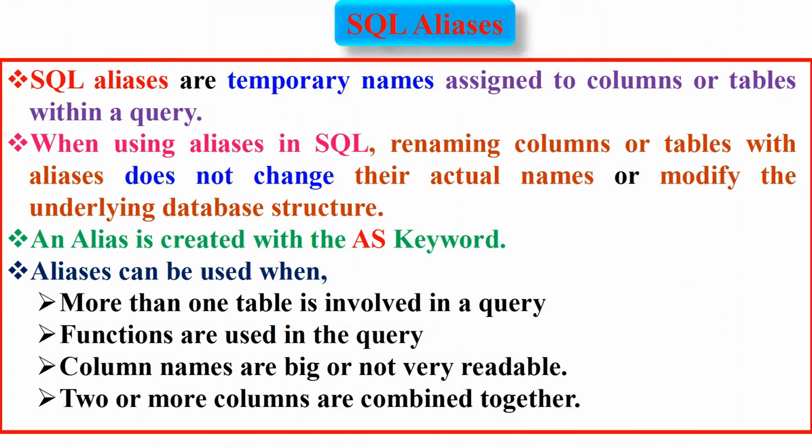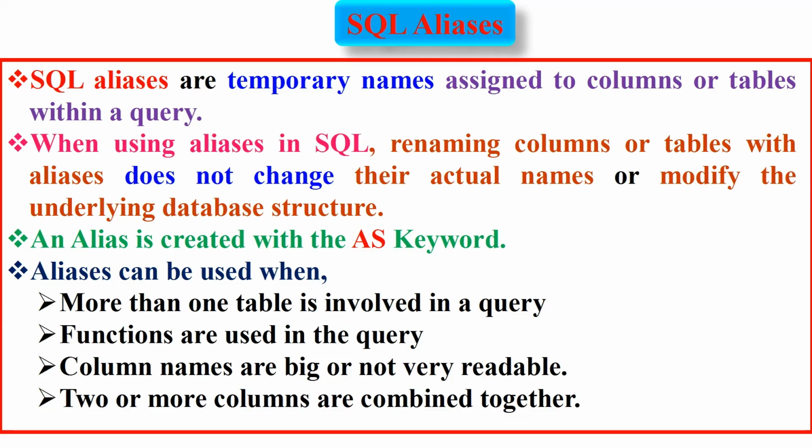SQL aliases are temporary names assigned to columns or tables within a query. Aliases are often used to make column names more readable. When using aliases in SQL, renaming columns or tables with aliases does not change their actual names or modify the underlying database structure. An alias only exists for the duration of that query. An alias is created with the as keyword.